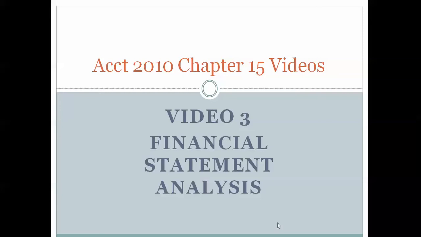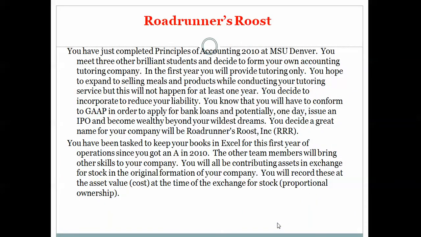In videos 1 and 2, we talked about the SEC and EDGAR and how to find the publicly traded companies that you will be performing the annual financial report analysis on, and how to navigate within EDGAR. In video 2, we talked about a vertical analysis, and in video 3, we're going to be conducting a horizontal analysis for our company, Roadrunners Roost.